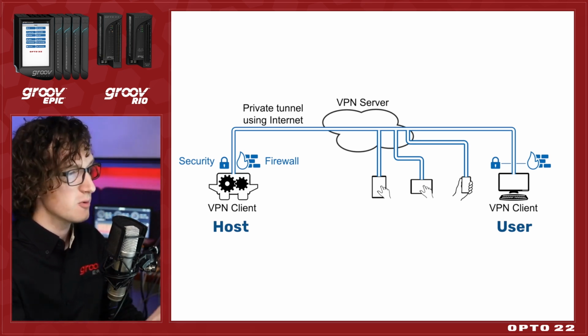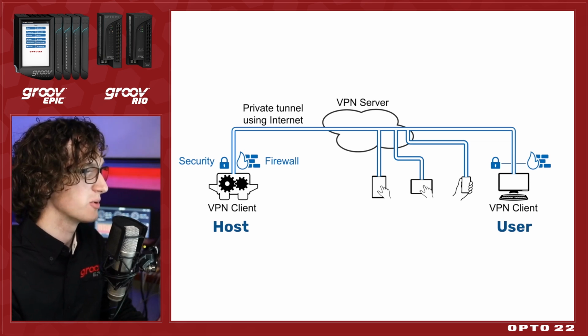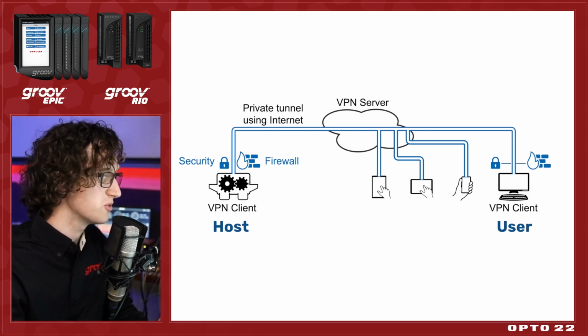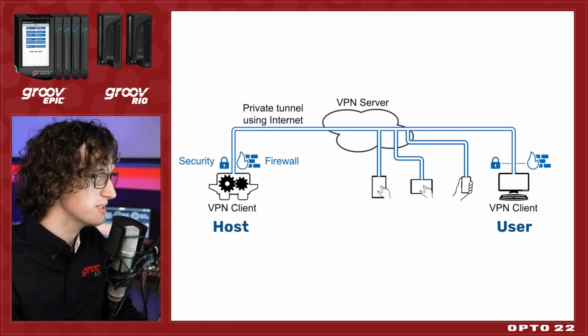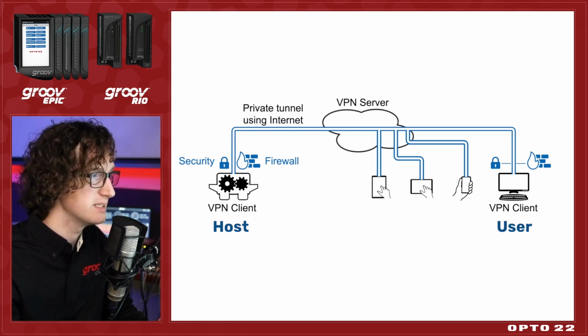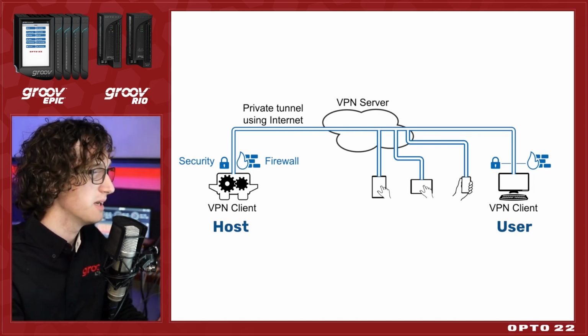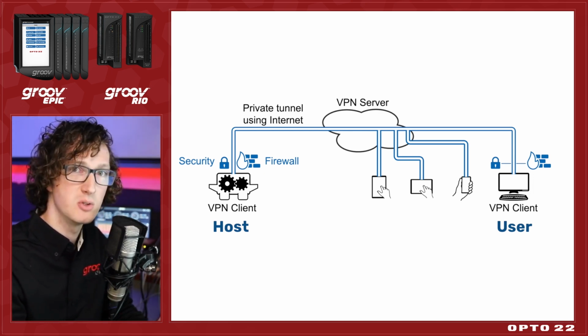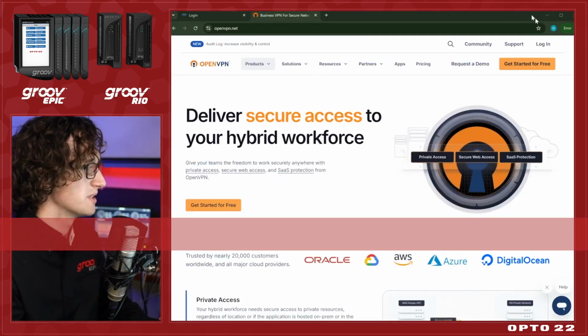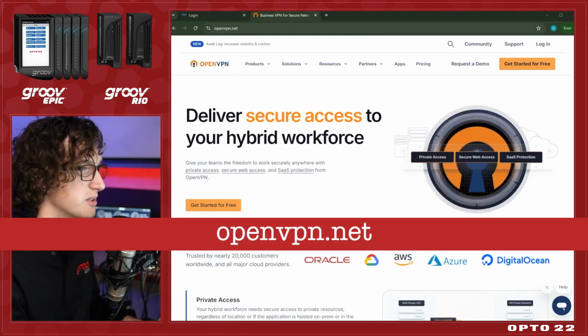So now that we've seen this at a high level, let's actually go through and configure this. I'll start by configuring the OpenVPN server. I will get the credential file that I need for my host device, my Groov Epic. Then I'll authenticate on my user device, this PC, and we'll get everything set up. And I will then connect to my Epic using the new IP address via the VPN server. So let's drop over and go to openvpn.net.